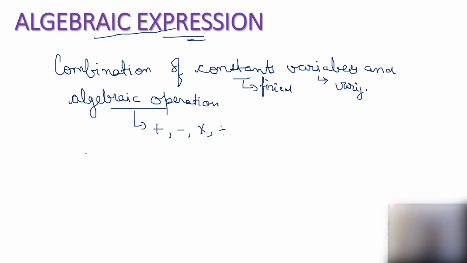So let's have a few examples related to algebraic expressions. 2x square plus 5, this is one example. x square plus 1 upon y square plus under the root of z, this is also an example.